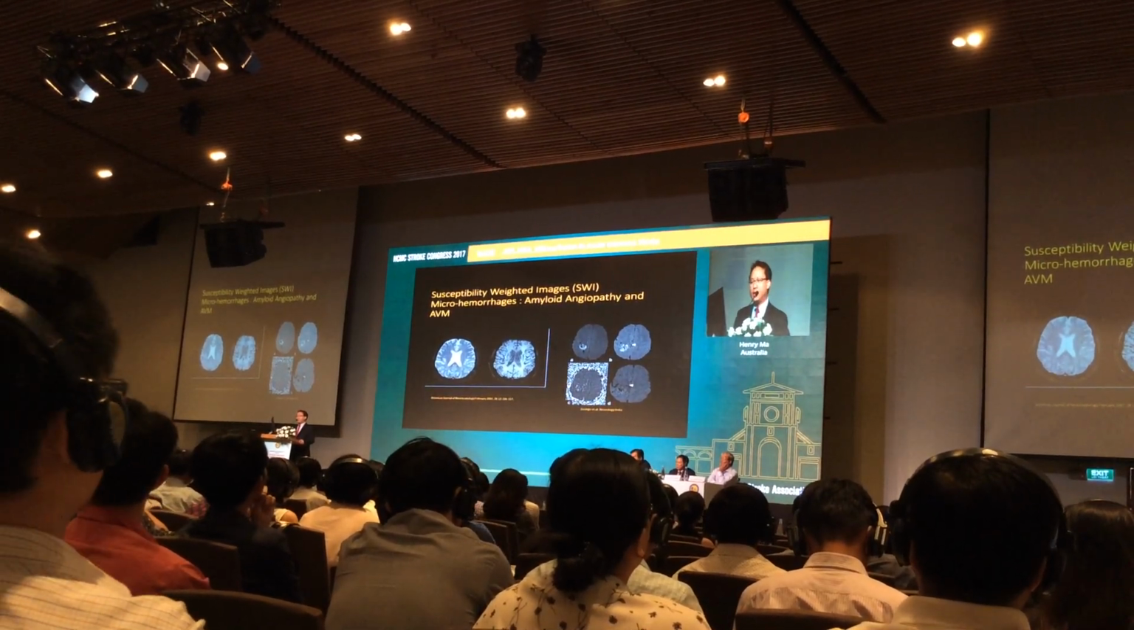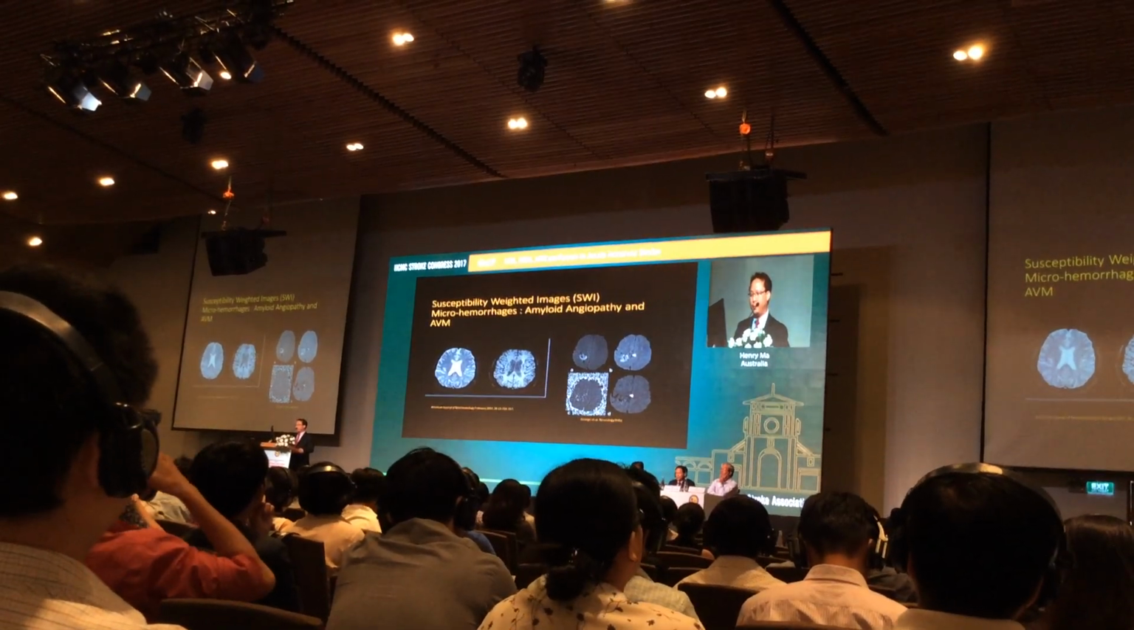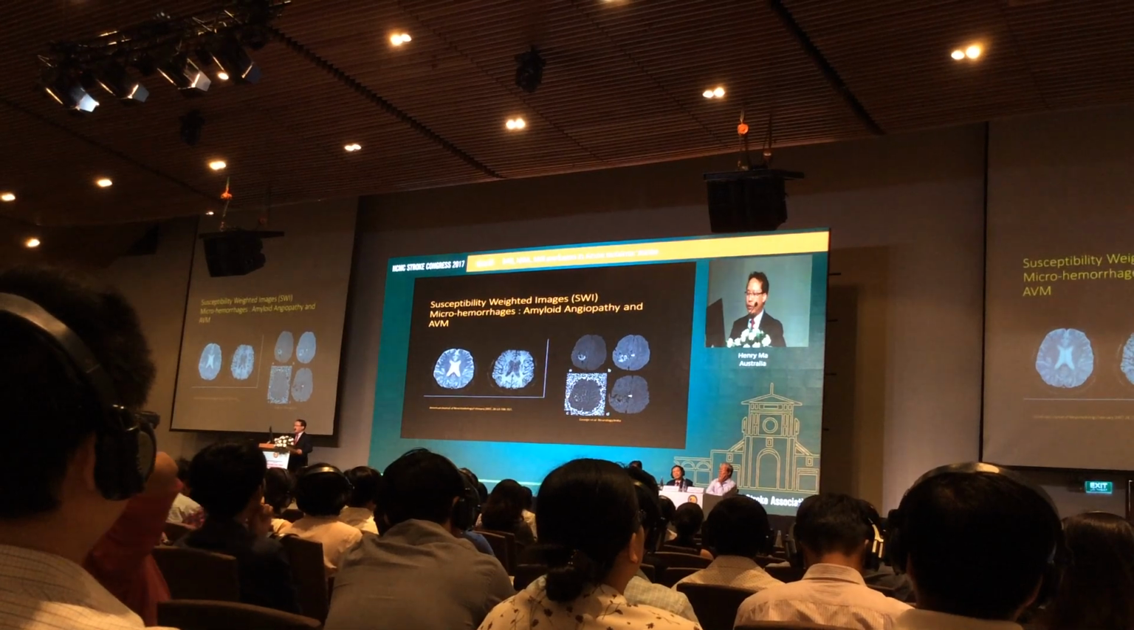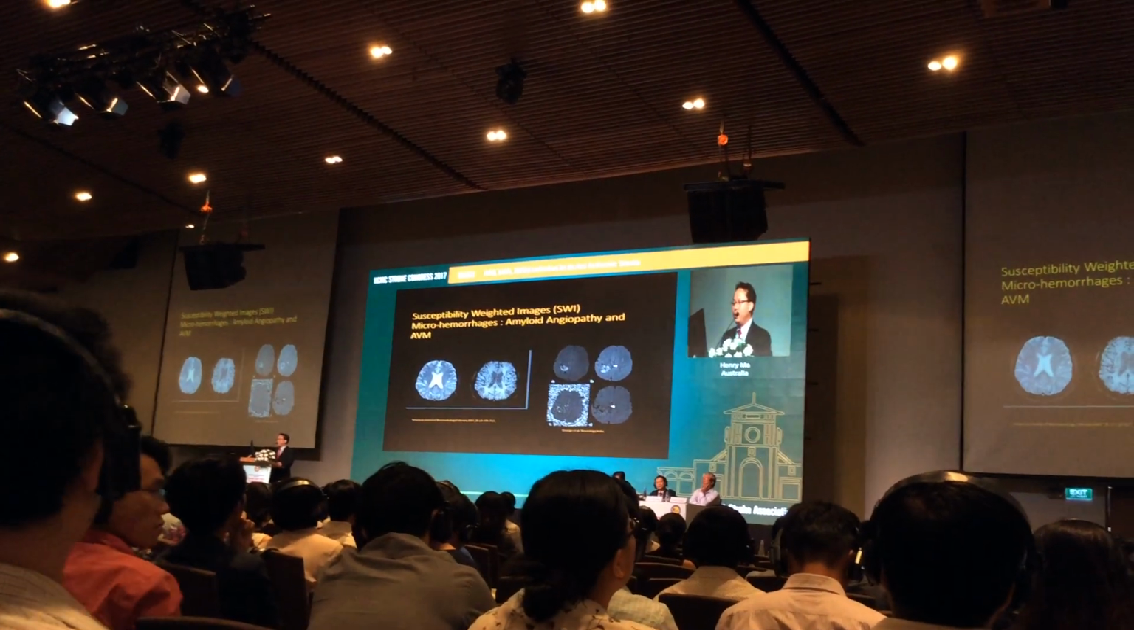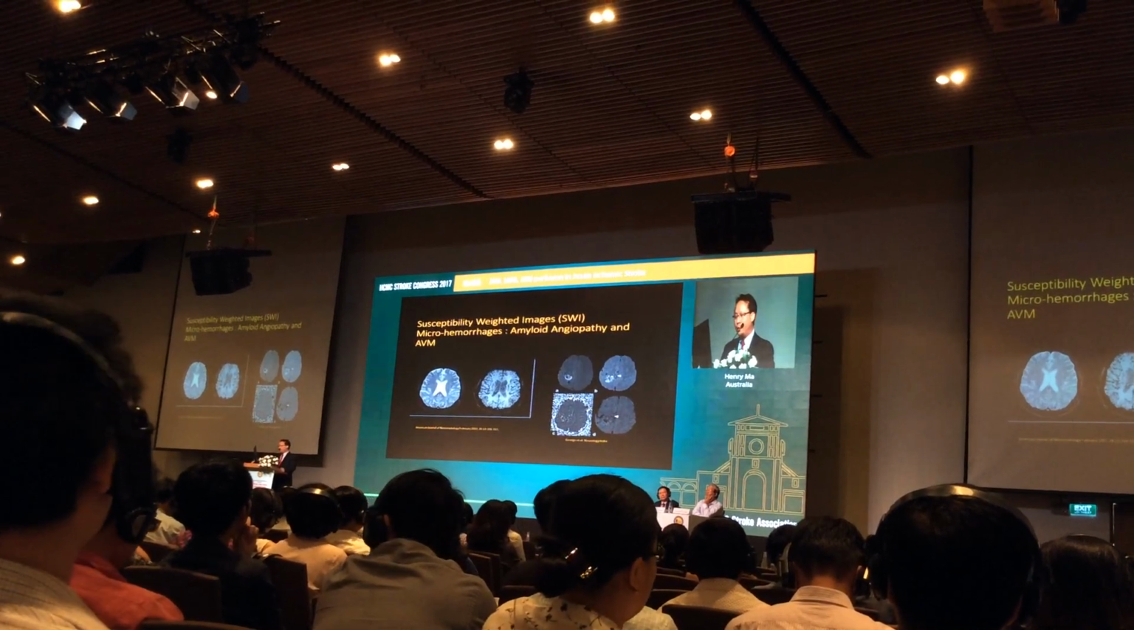As you can see on the SWI, there are multiple microhemorrhages with subarachnoid hemorrhages. On the right here, you can see the 4 slices. You can see the black color within the middle, which is the blood.